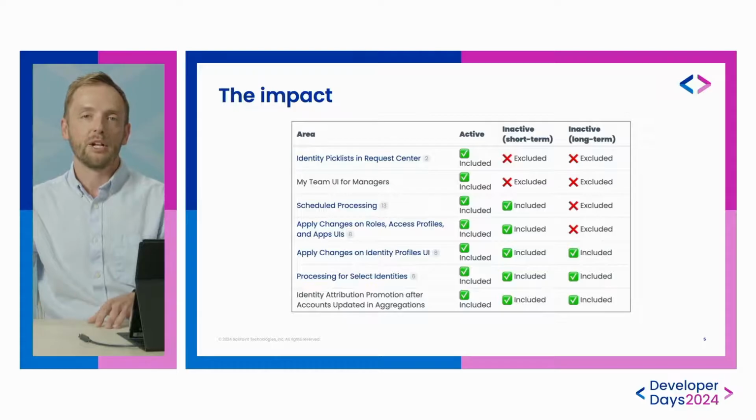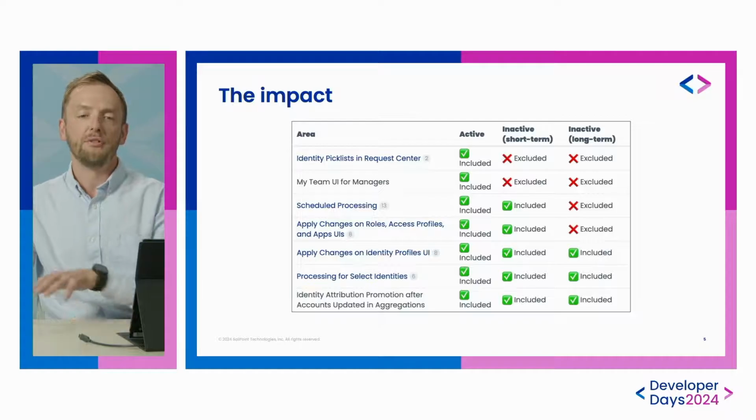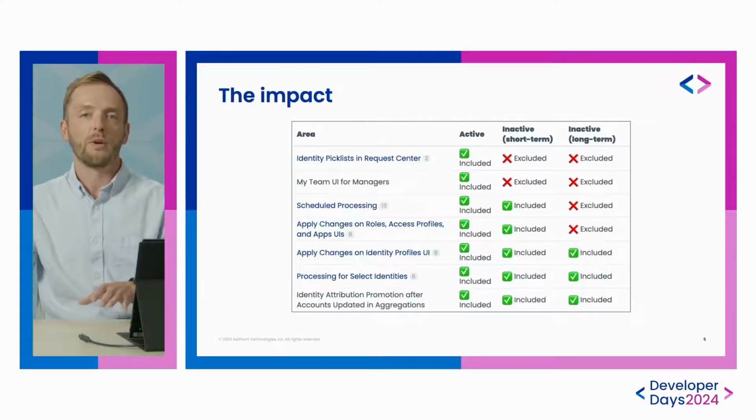So we really only care about giving roles to active identities. And for that reason, we are going to run that process on active and inactive for the short-term identities. Once you've moved into inactive for the long-term, we won't run that kind of processing anymore. So while you're waiting for the Apply Changes button to do its thing, it's going to do it quite a bit faster because we're going to filter out the inactives.